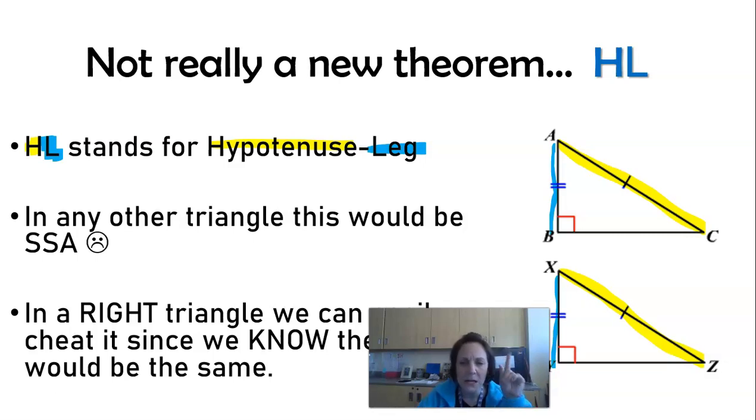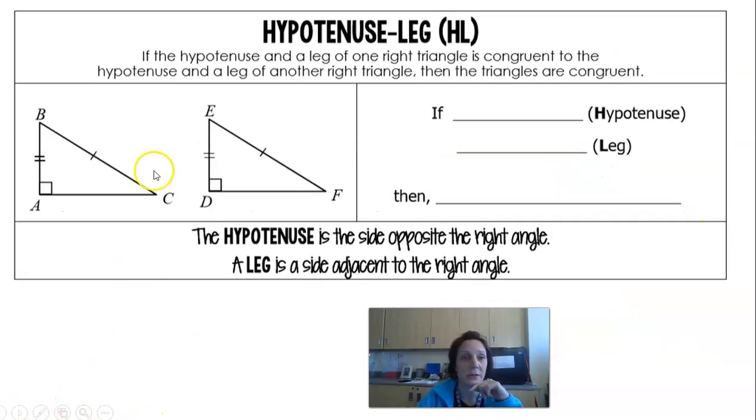This is our fifth theorem. It's only half a theorem because it only works on right triangles. It's a little bit of a cheat. Okay, so here's the theorem. It says if the hypotenuse and a leg of one right triangle is congruent to the hypotenuse and a leg of another right triangle, then they're congruent.